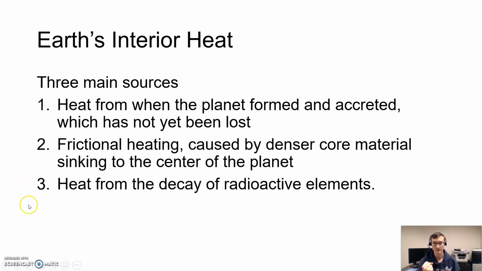And finally, heat from the decay of radioactive elements. This is especially true for the outermost portions of the Earth. There are unstable elements up there which are constantly shooting off energy, and this energy that they shoot off in part takes the form of heat, causing the crust and some of the upper mantle to be heated.